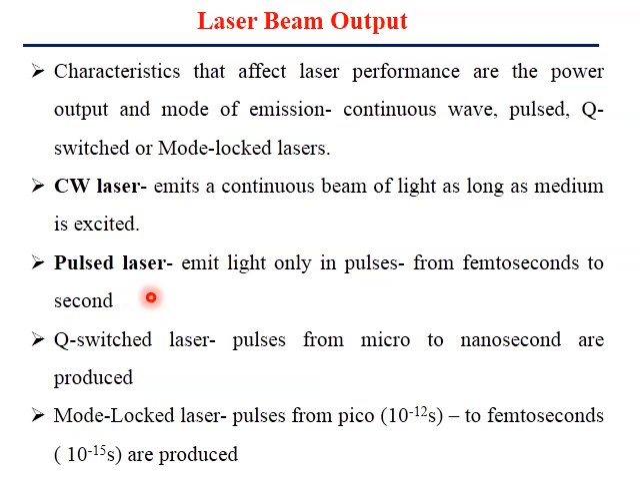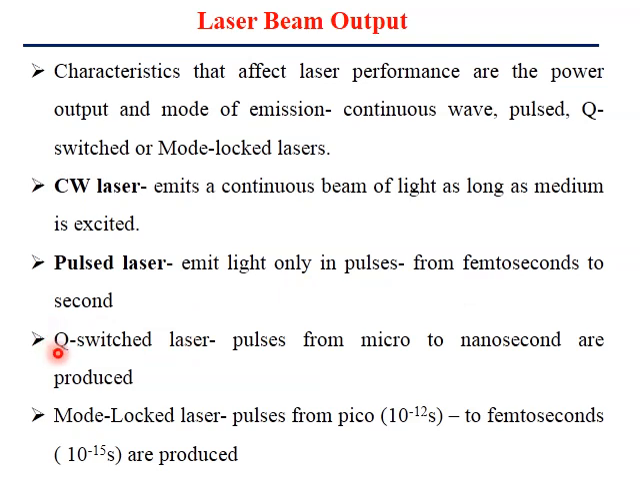Next is the pulse laser. In pulse lasers, what happens? It emits light only in pulses. So there are constant pulses, but the beam is not emitted continuously. The duration of such pulses may vary from femtoseconds, that is 10 to the power minus 15 seconds, to about a second. That is the range.